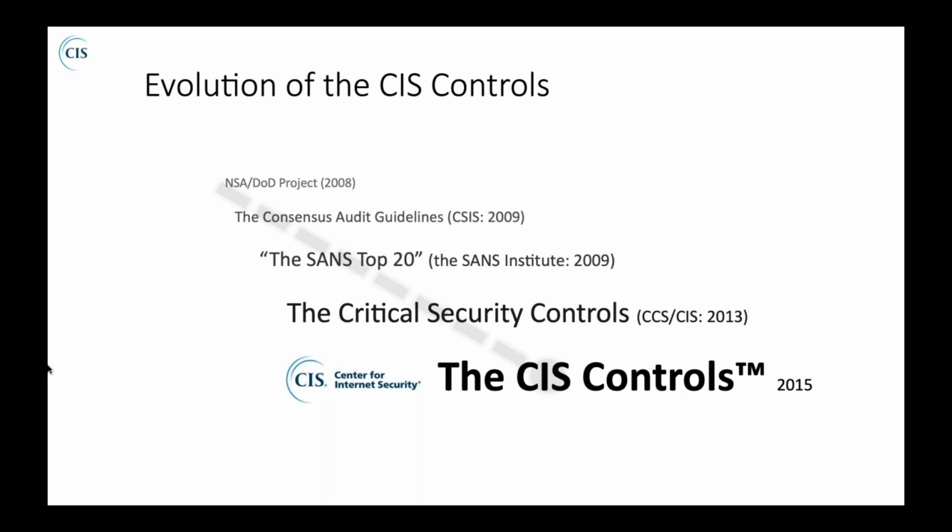Well, that got picked up by the SANS Institute and a think tank in DC called the Center for Strategic and International Studies. In 2009, it became, the original name was the Consensus Audit Guidelines. Most of you know it as the SANS Top 20. And the notion was sound, right? How do I start?